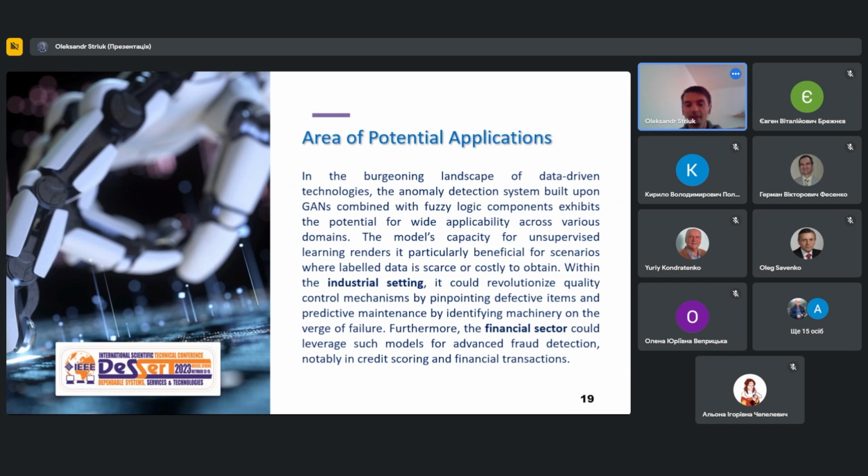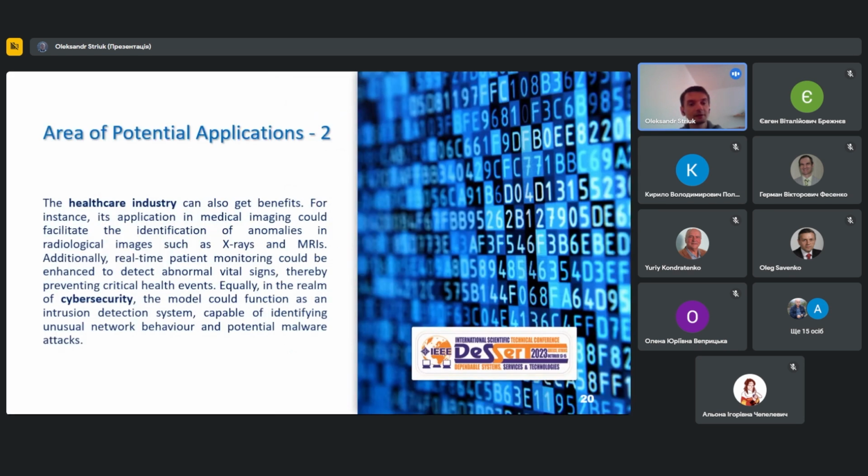Furthermore, the financial sector could leverage such models for advanced fraud detection, notably in credit scoring and financial transactions. The healthcare industry can also benefit. For instance, its application in medical imaging could facilitate the identification of anomalies in radiological images such as X-rays and MRIs. Additionally, real-time patient monitoring could be enhanced to detect abnormal vital signs, thereby preventing critical health events. Equally, in the realm of cybersecurity, the model could function as an intrusion detection system capable of identifying unusual network behavior and potential malware attacks.